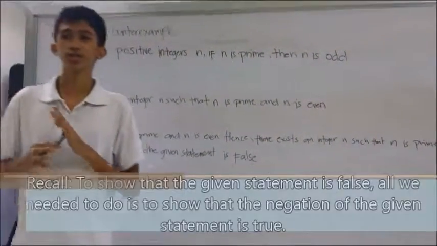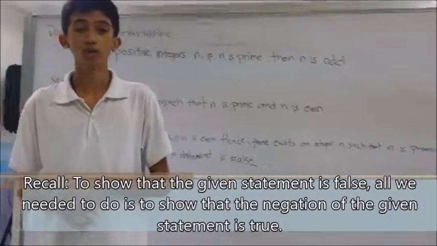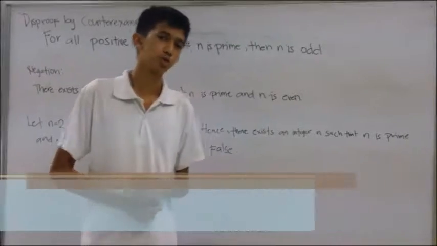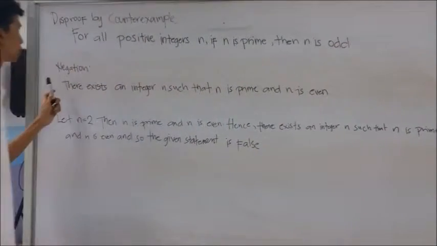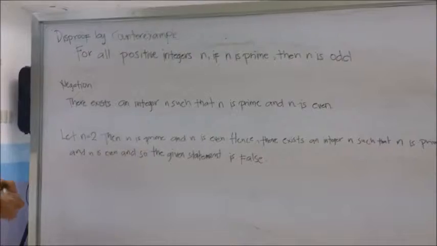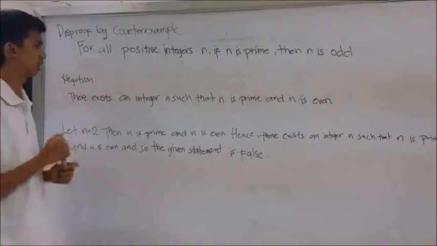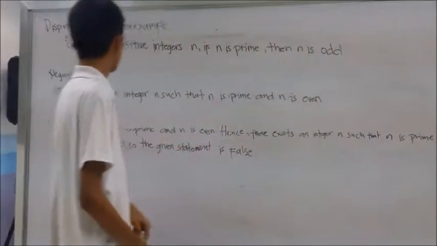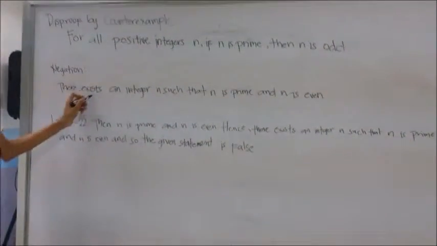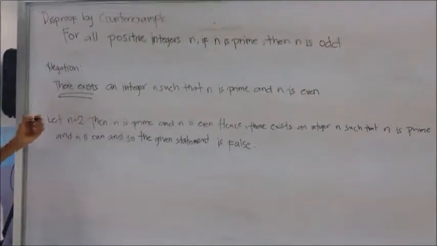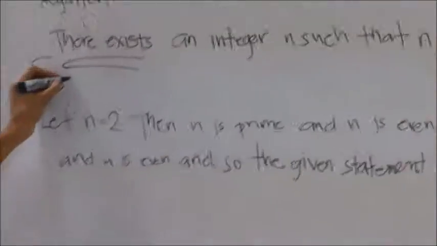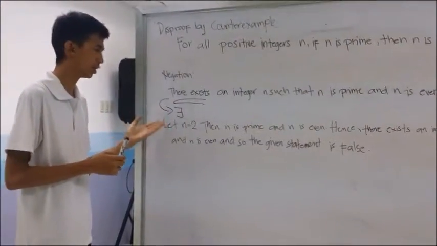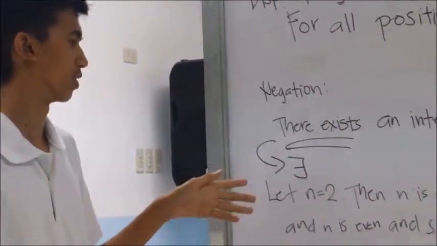Recall, to show that a given statement is false, all we need to do is to show that the negation of the given statement is true. And the negation of the above statement is this: there exists an integer n such that n is prime and n is even. By the way, there exists has a symbol like this. It's like the letter E that is reversed.